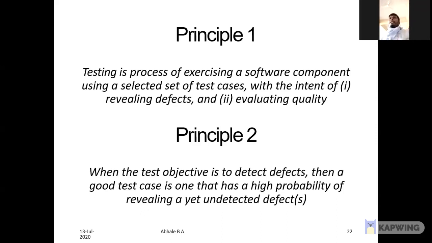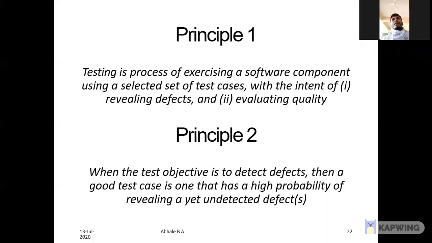When the test objective is to detect the defect, then a good test case is one that has a high probability of revealing a yet undetected defect. So what happens here? Second principle: the main motive is to find defects in your application. Suppose your application does not have any defects, we cannot say that it is good quality software. Each and every application has some defects. So we should find the undetected defects in the second principle.